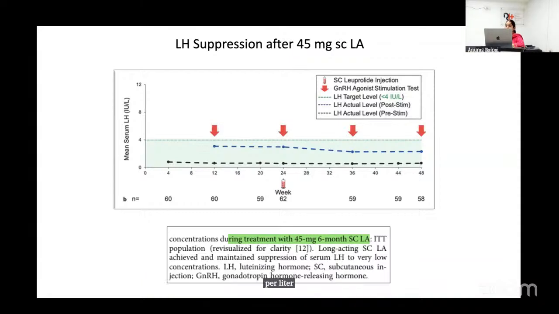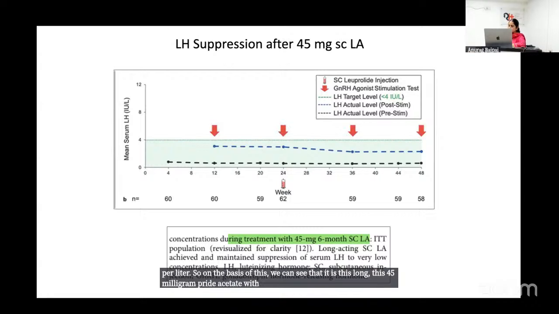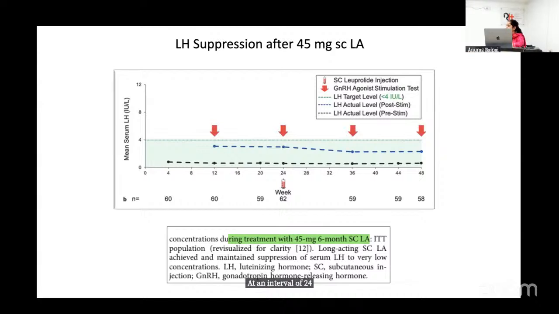So on the basis of this, we can see that 45 milligram leuprolide acetate given at an interval of 24 weeks is equally sufficient in suppressing the LH levels, as well as having a rise within the first 4 hours.